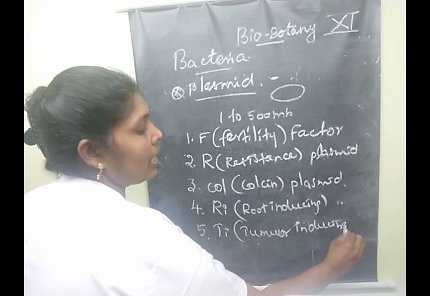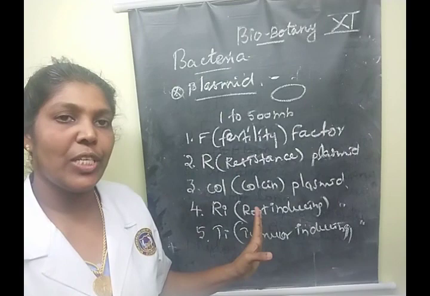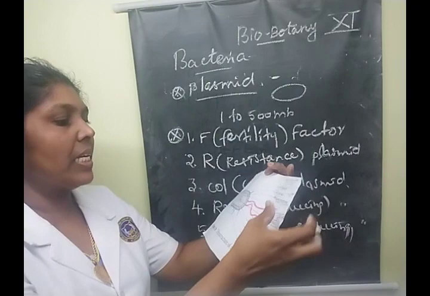Tumor-inducing plasmid. What are the types of plasmids present? You have to write these 5 types. Clear, children? This is also another 2 mark or 3 mark question. Understood, ma'am? Yes.